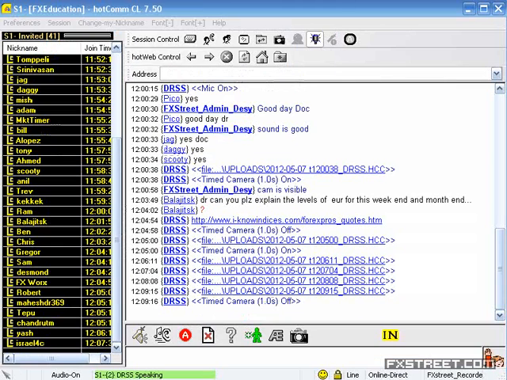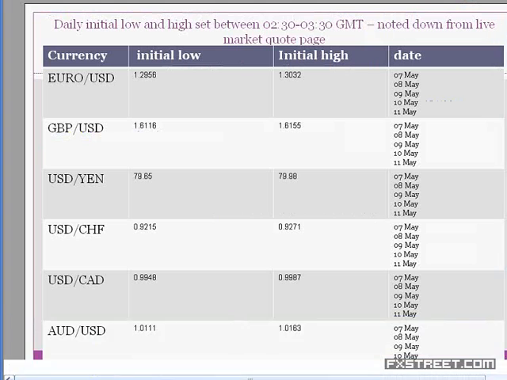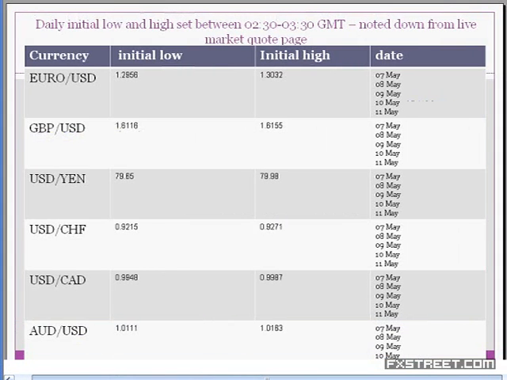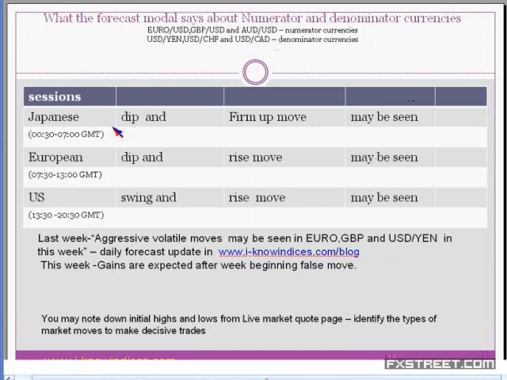Now I'll come back to the PowerPoint presentation. So, the expected market moves for today. A dip and firming moves are expected during the Japanese session. So they are expected to slowly firm up and then again make a dip during the European session.